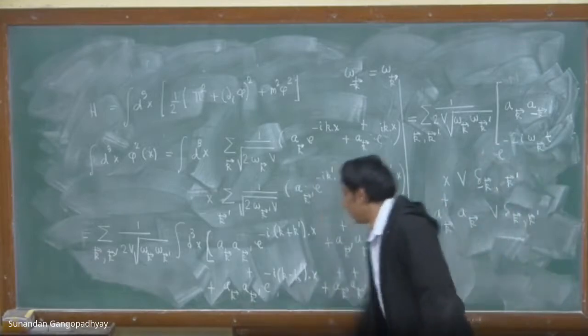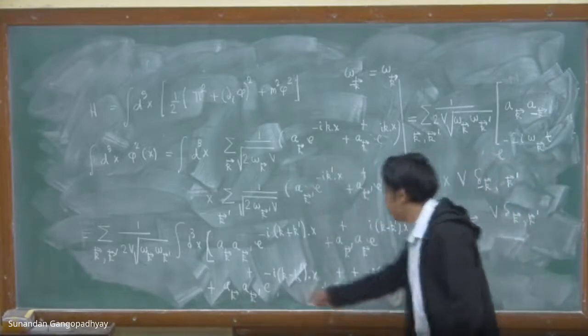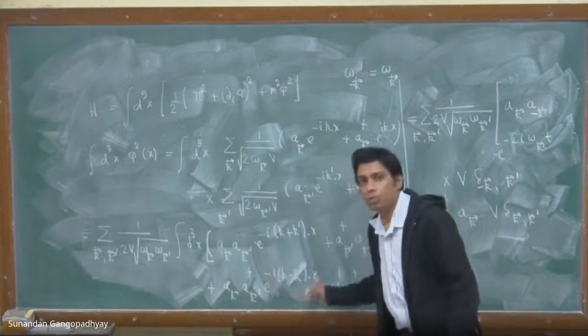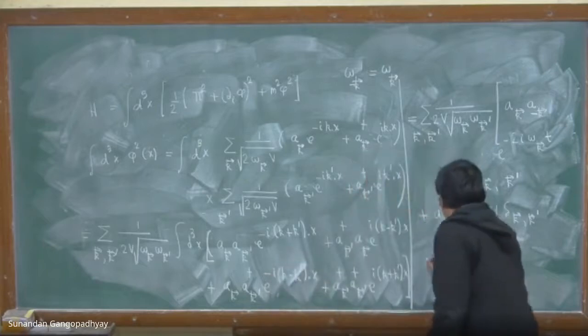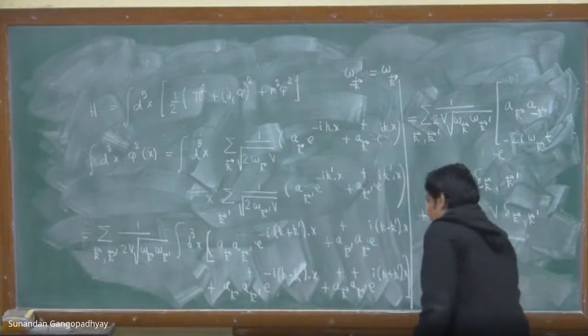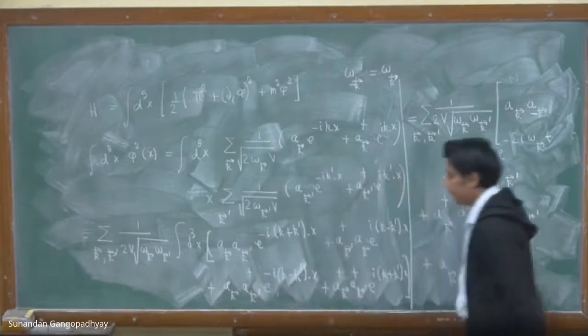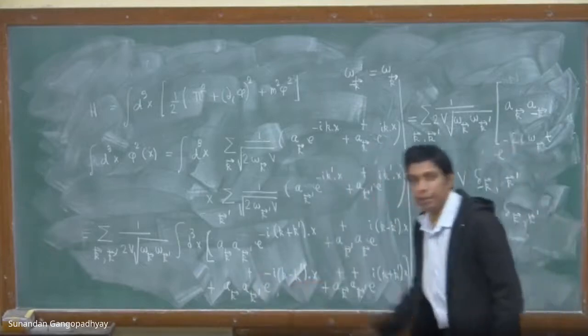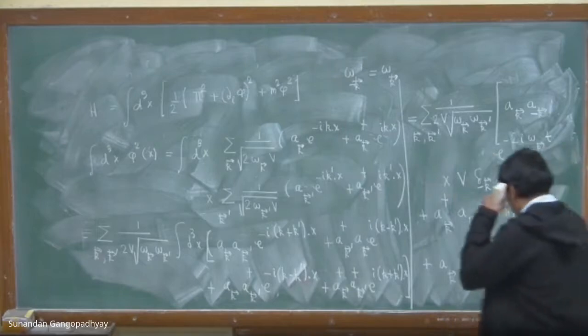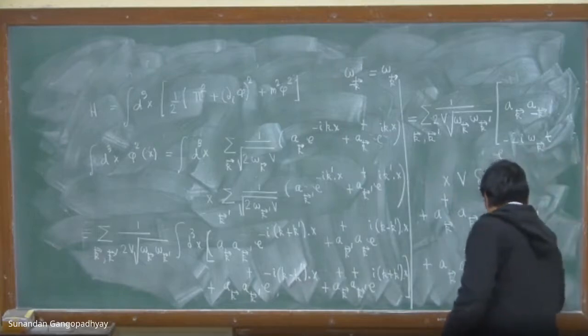Look at the third term. Third term is also similar. This factor will go to 1. So we have plus a dagger k. I'm replacing all k primes by k because of the Kronecker delta that will come from the x integration. We'll have a volume factor. We'll have a Kronecker delta.